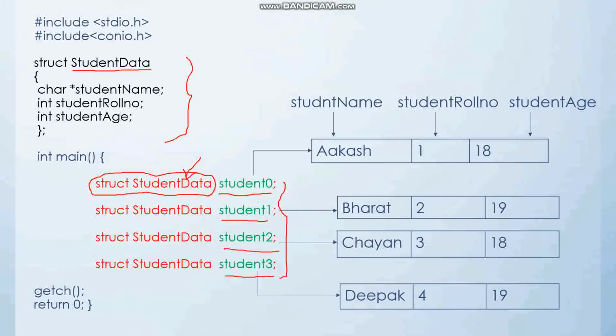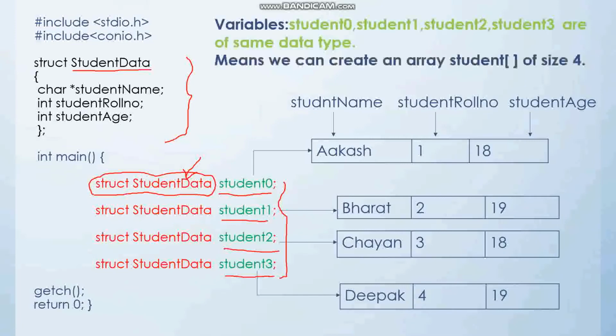So what is the definition of an array? Array is a collection of variables of the same data type. So I can collect these four variables and create an array, and that array is an array of a structure. If I collect four integer variables and create an array, then I say that it is an array of integer. So if I am collecting four variables here of a structure type, then I will say that it is an array of structure. So I can create an array student of size 4 here.